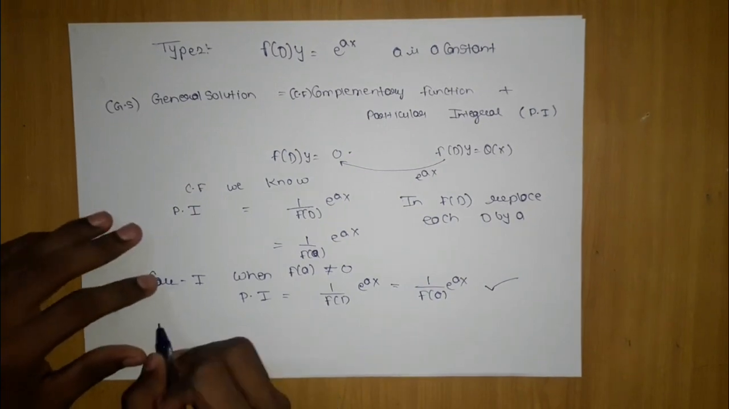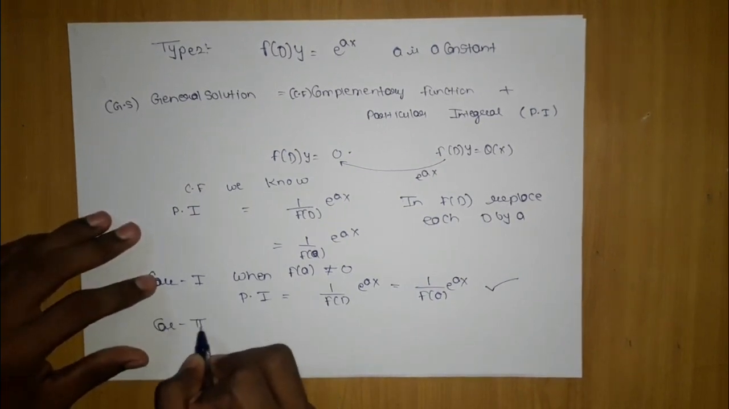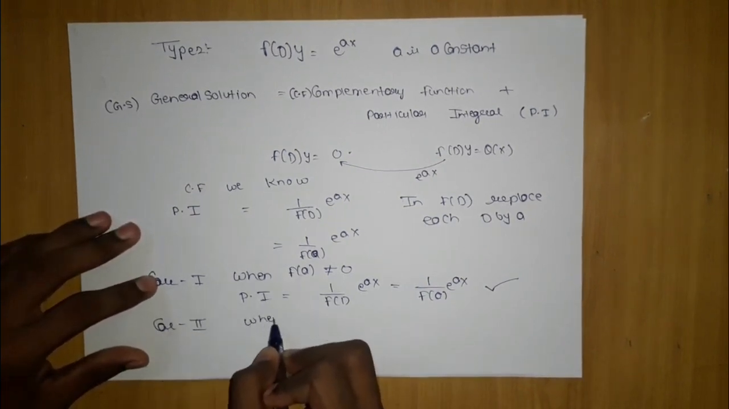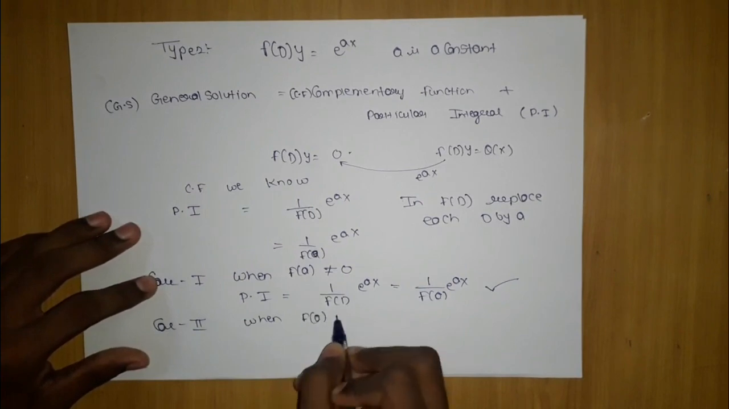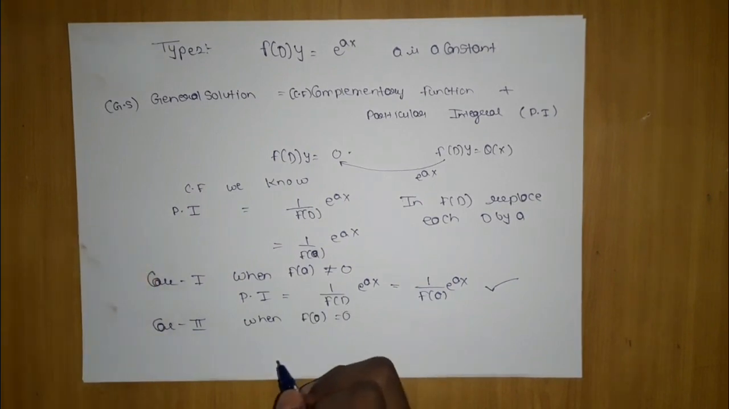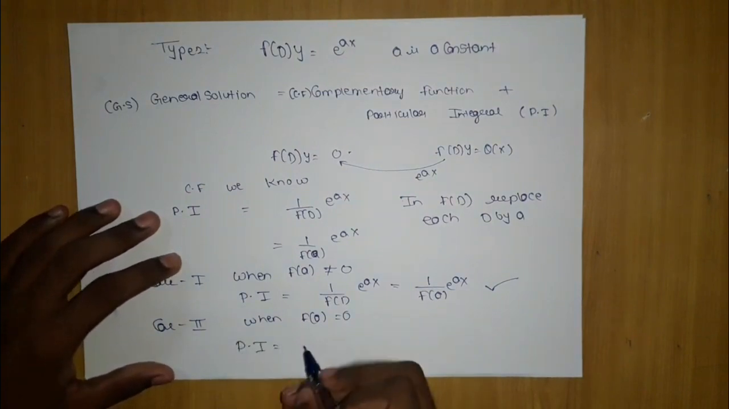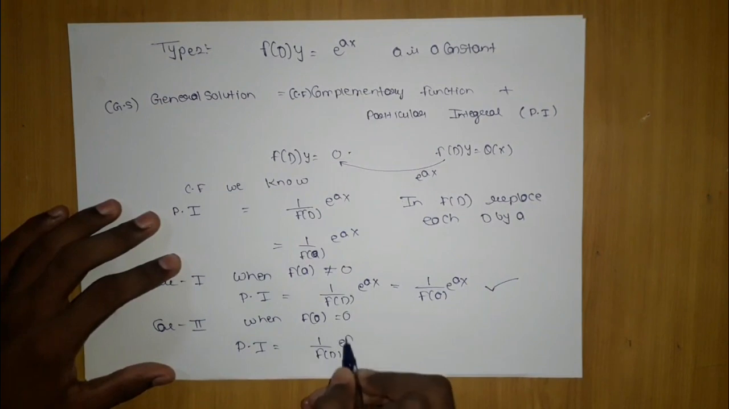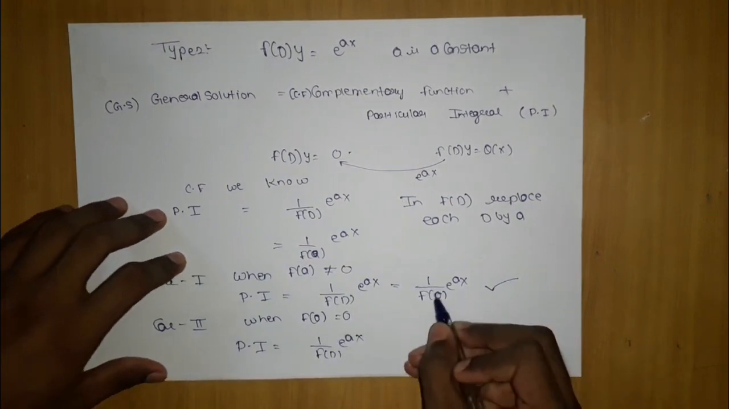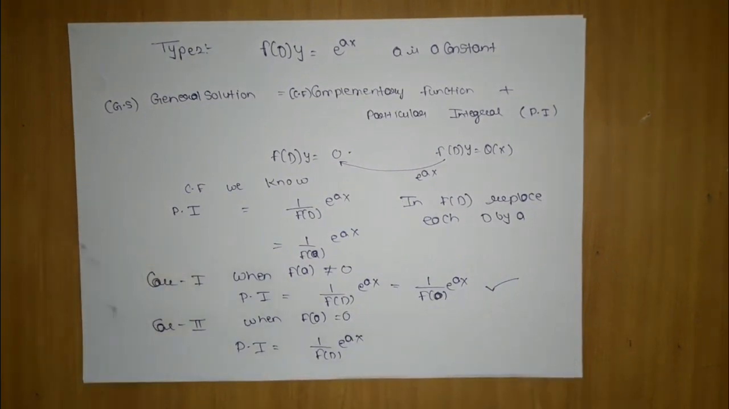Now in case 2, there will be a little bit of a problem, because here f of a will be equal to 0. When this condition appears, you have to do a simple thing. Particular integral will be 1 upon f of D, written as it is. Now when you substitute a, this f of a turns out to be 0. That is the issue.